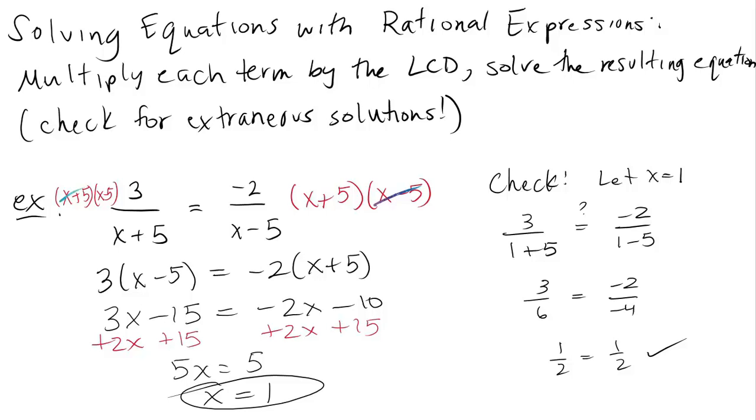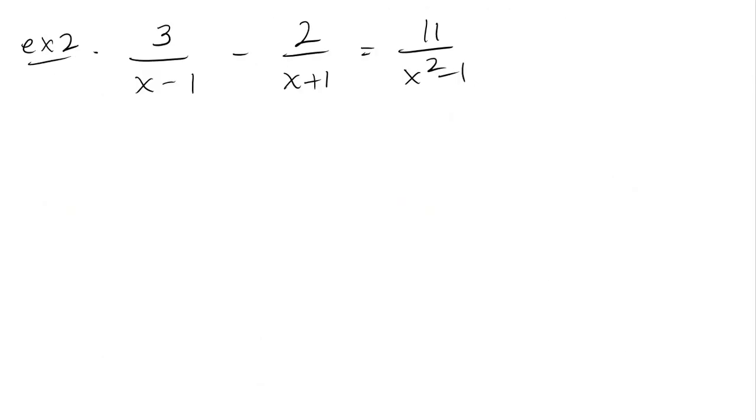Let's look at an example where you're not allowed to cross multiply, at least not as your first step. Here we've got more than one term on the left side. This says 3 over x minus 1 minus 2 over x plus 1 equals 11 over x squared minus 1. If you collect these two terms together and write them as a single fraction, then yeah, cross multiplication is an option. In order to do that, though, you have to get a common denominator. And in order to get a common denominator, you have to find the least common denominator.